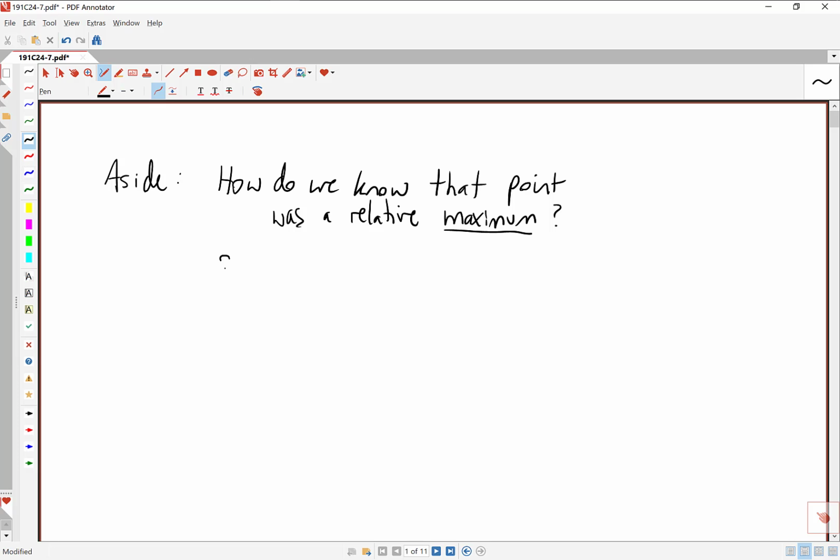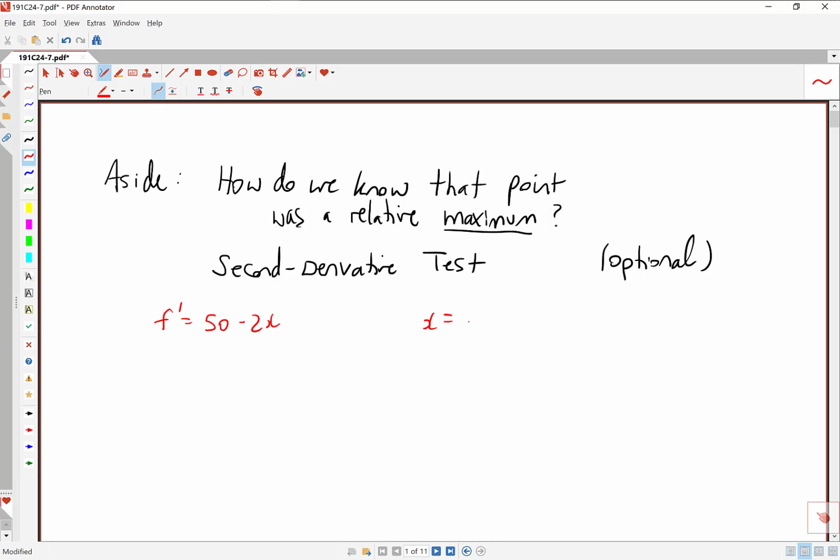And this method is called the second derivative test. I consider this to be optional, but it may be reassuring to you in some problems. You might like to use it as an optional tool just to check that you've done your work correctly. I won't specifically test you on it. So I'll just remind you of some of the quantities that we had in the problem. We found f prime was 50 minus 2x. And when we set that equal to 0, we found that our critical point was at x equal 25.